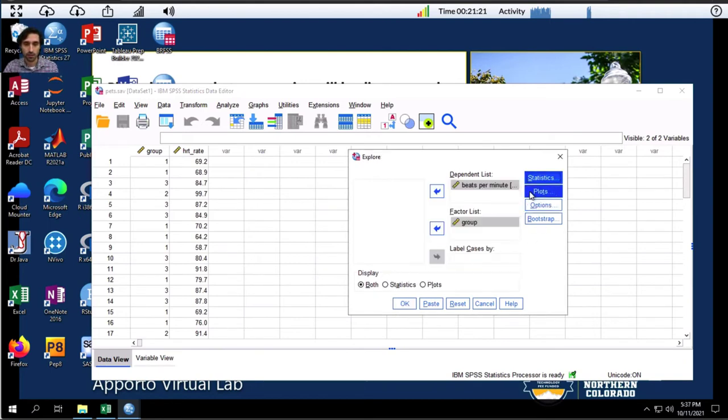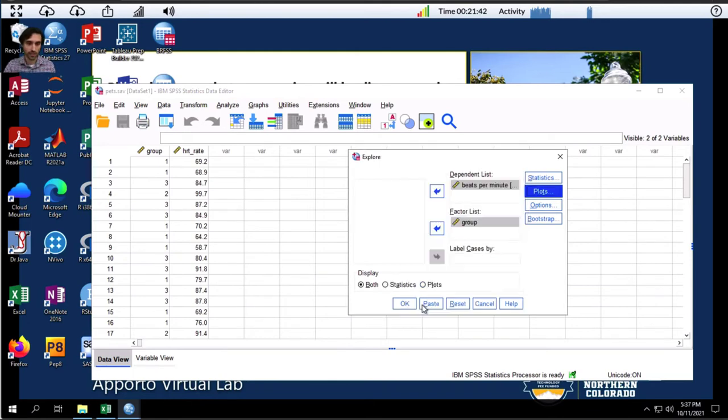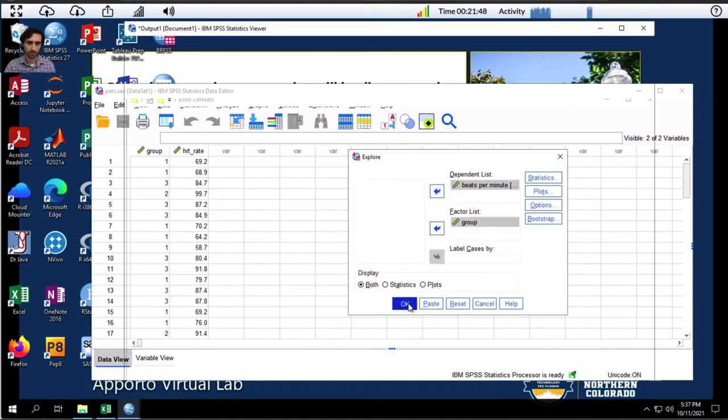And hit Continue. Let's go to Plots. We are going to, heck, let's just add in a histogram, might as well, right? Let's do normality plots with tests, and we are going to do spread versus level with the Levene test. We're just going to leave it at none. However, we are doing a Levene's test, and you will see that here momentarily. So I hit Continue, and then let's just see what's in options. Let's leave that alone. All right, we hit OK.